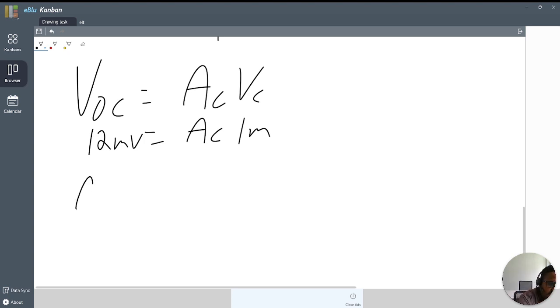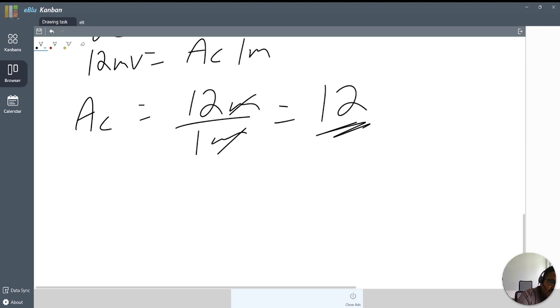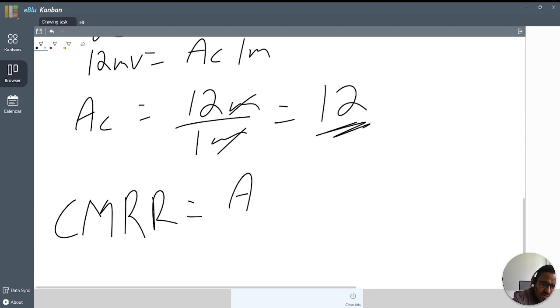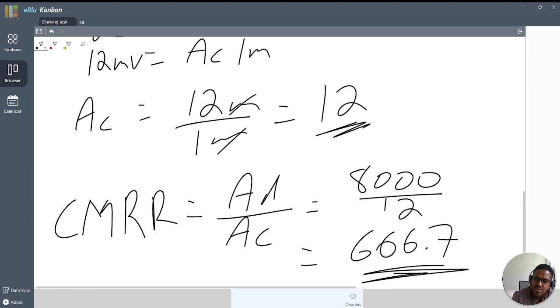So this becomes the gain of the common mode: 12 millivolts over 1 millivolt, so 12 for common mode. Then CMRR becomes the gain of the difference over the gain of the common. So 8,000 over 12, this result becomes 666.7, the rejection ratio of the signal.